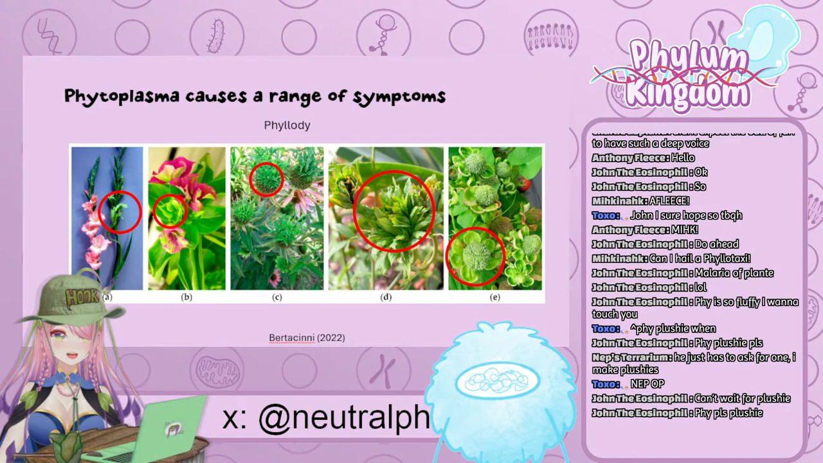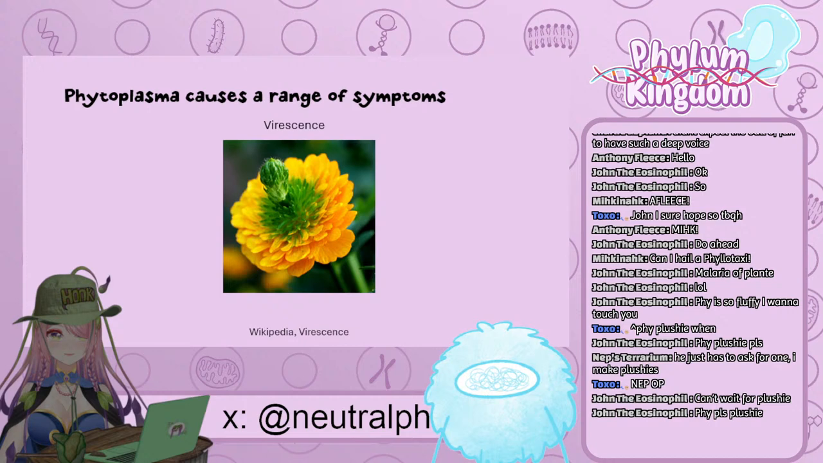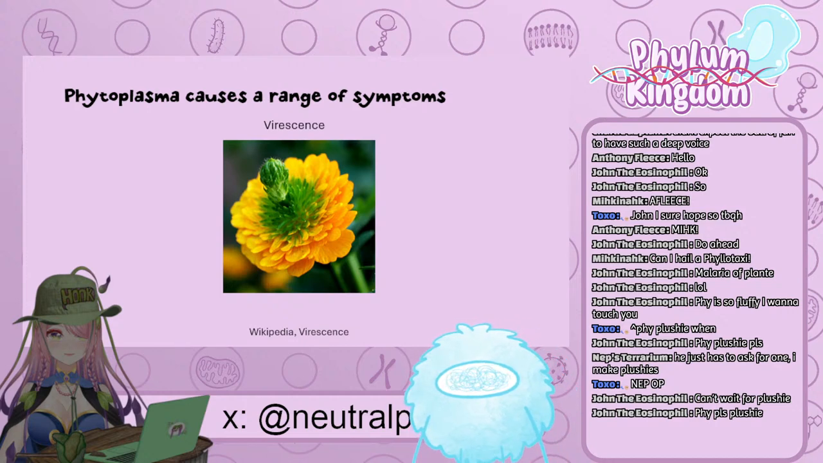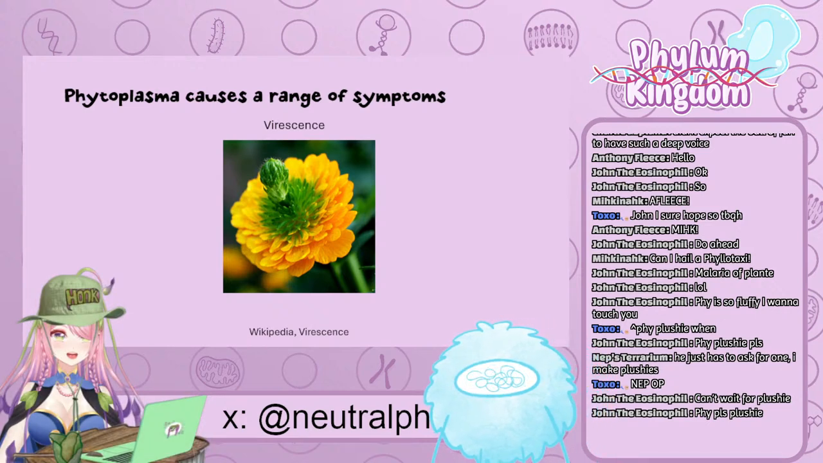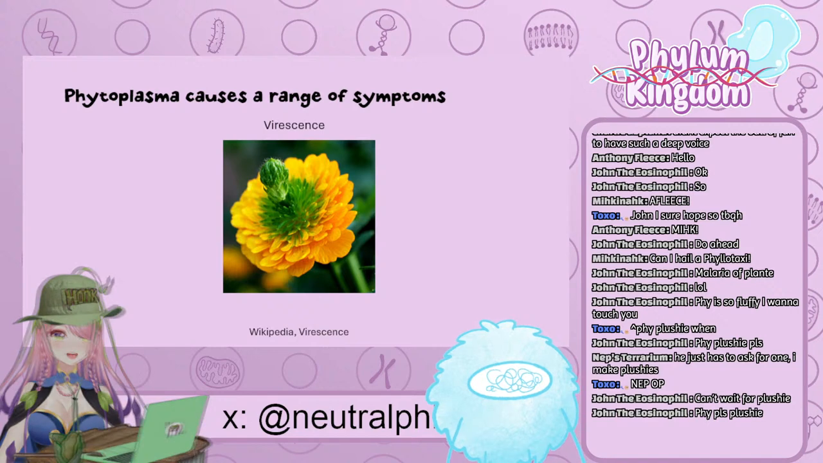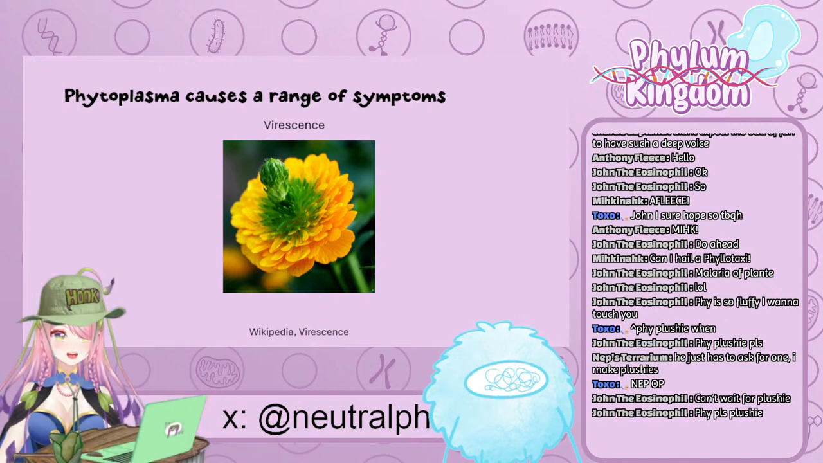All right, let's move on to the next symptom. So virescence, what is virescence? Yeah, that's just the greening of the tissues. So it's more of a color. It's a very visual symptom. The difference from phyllody is that it's not changing the structure of the cells. Virescence can also appear in phyllody because of the color change, but virescence on its own is just the color change.